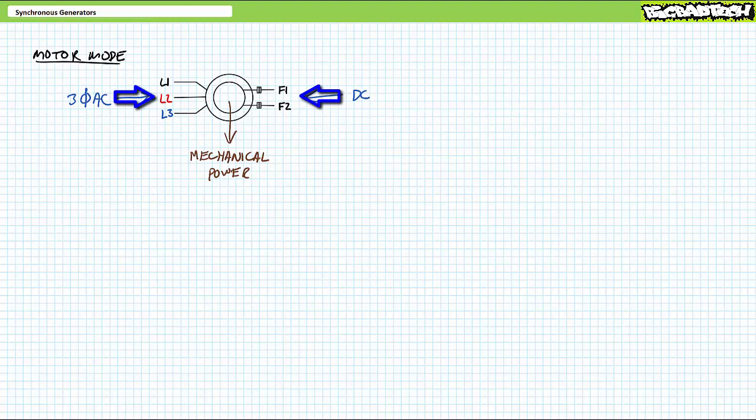In summary, while in motor mode, the stator consumes AC electrical power. The rotor consumes DC electrical power. This incoming electrical power is converted into mechanical power in the form of rotational speed and torque.